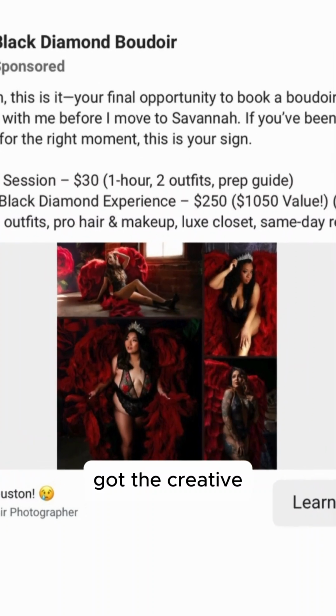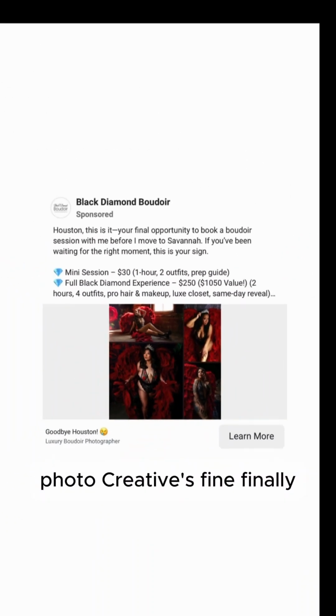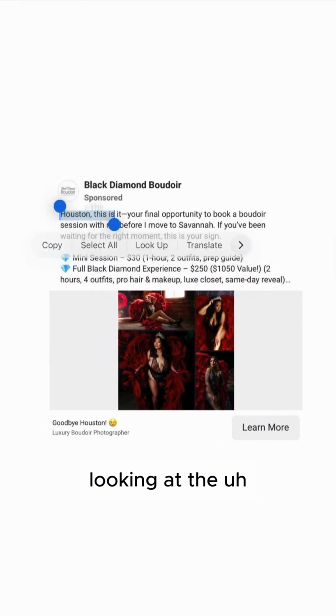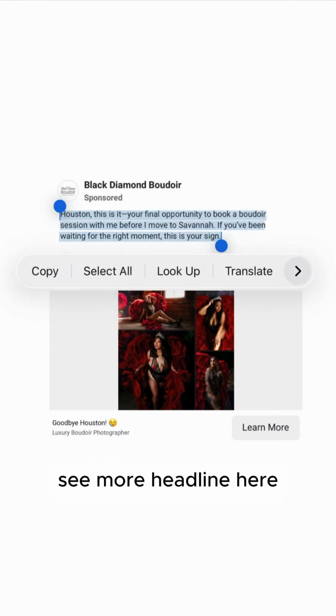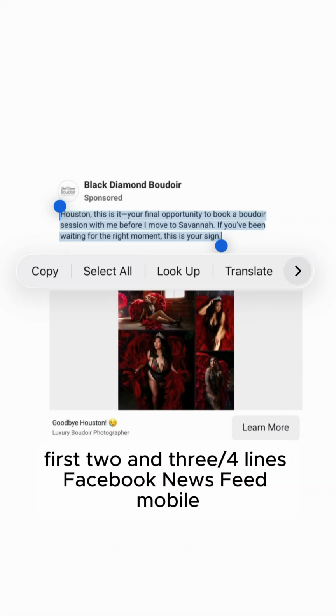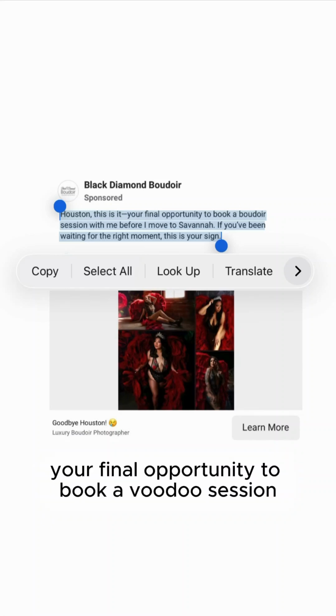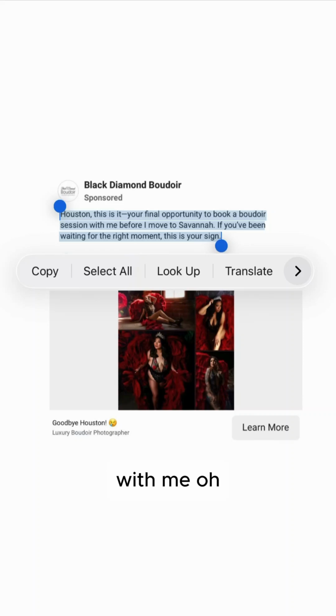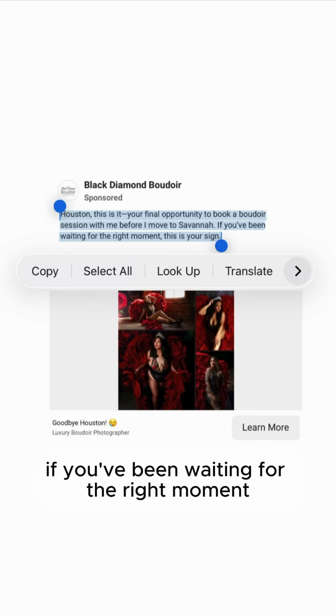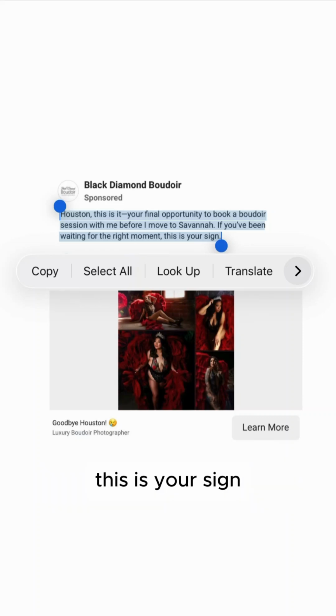Got the creative. All right, yeah, photo creative's fine. Finally, looking at the see more headline here. First 2 3/4 lines. Facebook newsfeed mobile. So we got Houston. This is it. Your final opportunity to book a boudoir session with me. Oh, before I move to Savannah, if you've been waiting for the right moment, this is your sign.